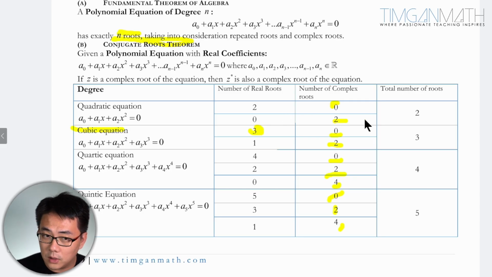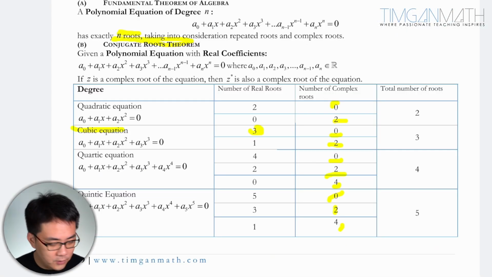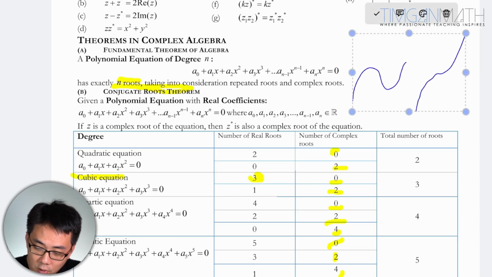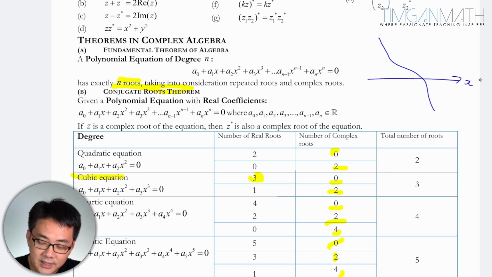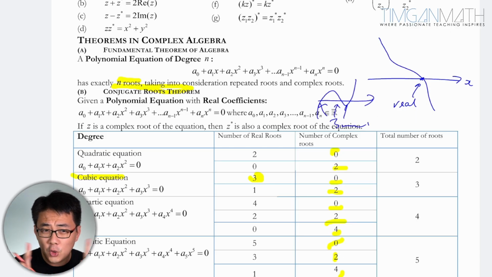Okay, so what does it tell you? It makes sense. Actually, it has to make sense to you. So if you think about the power of 3, the cubic graph looks like that, or like that, right? No matter how you draw it, it will definitely cut the x-axis. It definitely has 1 real root. This is 1 real root, this is 1 real root, and if you draw this, it is 3 real roots. There's no other way you can draw your cubic curve that it doesn't cut the x-axis.